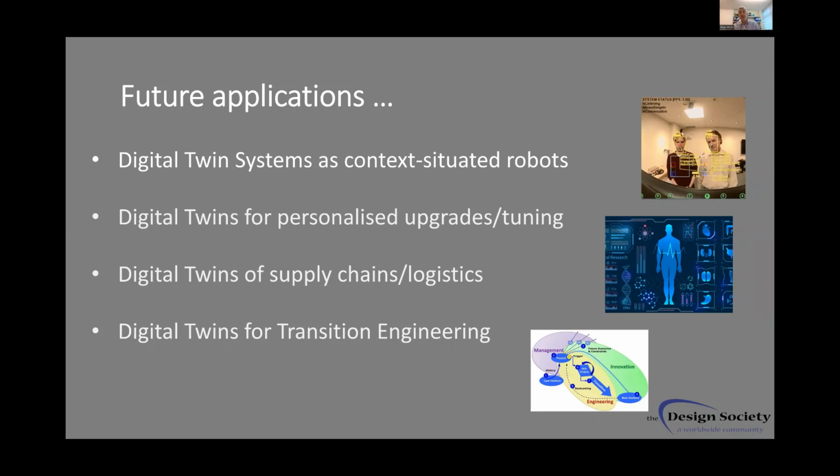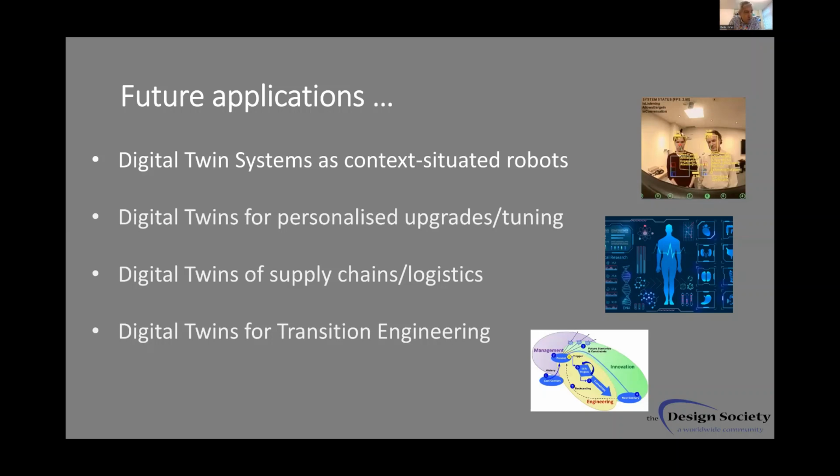Digital twins of supply chains and logistics. We're seeing increased interest there, particularly in food delivery systems and perishables, things like the meat supply chain. A digital twin of the supply chain can ensure the security and quality of the food or the items in the supply chain.